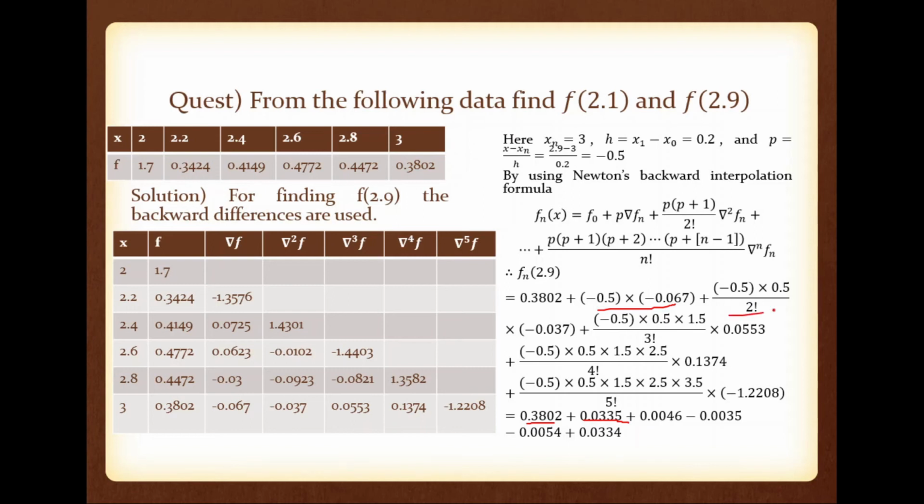0.0335. This term is plus 0.0046. This term is minus 0.0035. This term is minus 0.0054. And the last term is plus 0.0334. So these are the values. Okay, so what is the final answer? The final answer is 0.4428. This is the final answer, 0.4428.